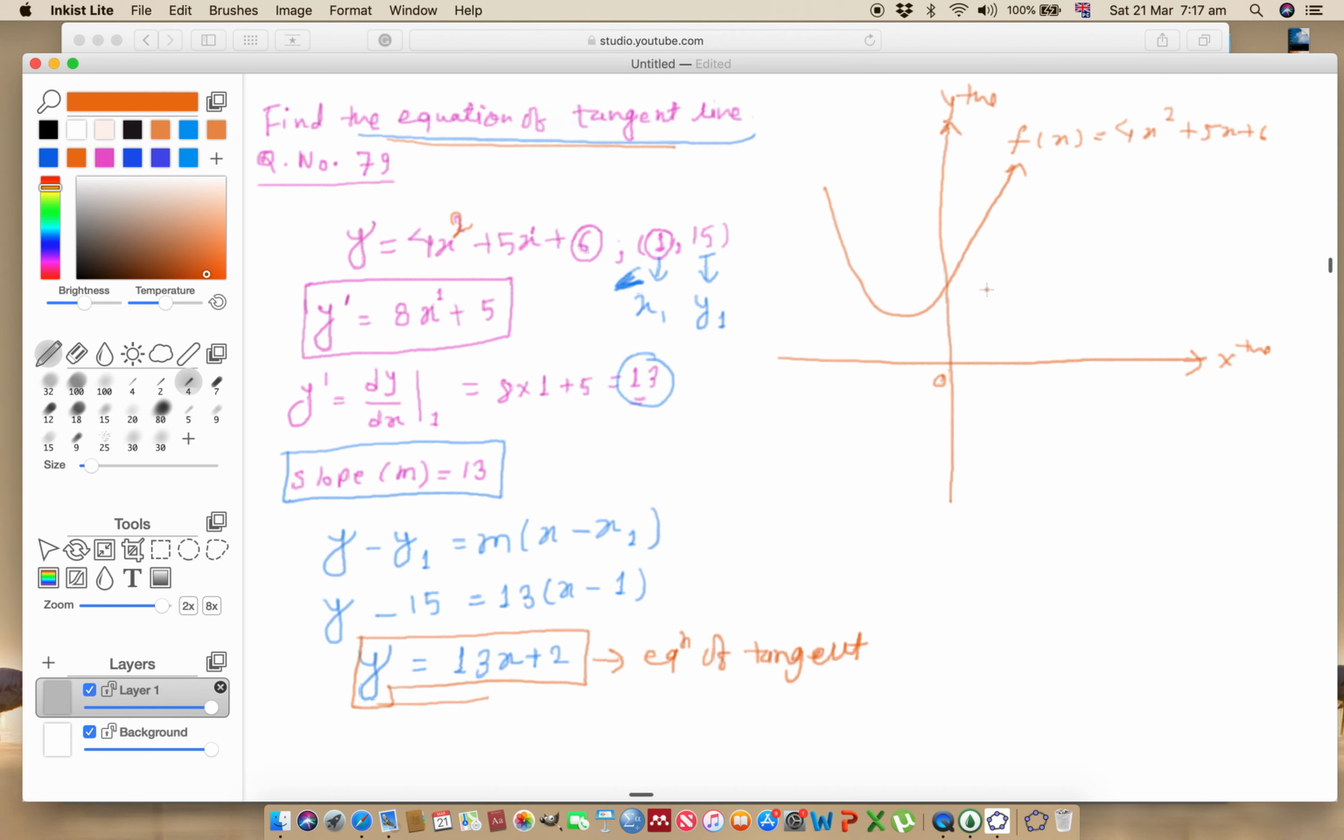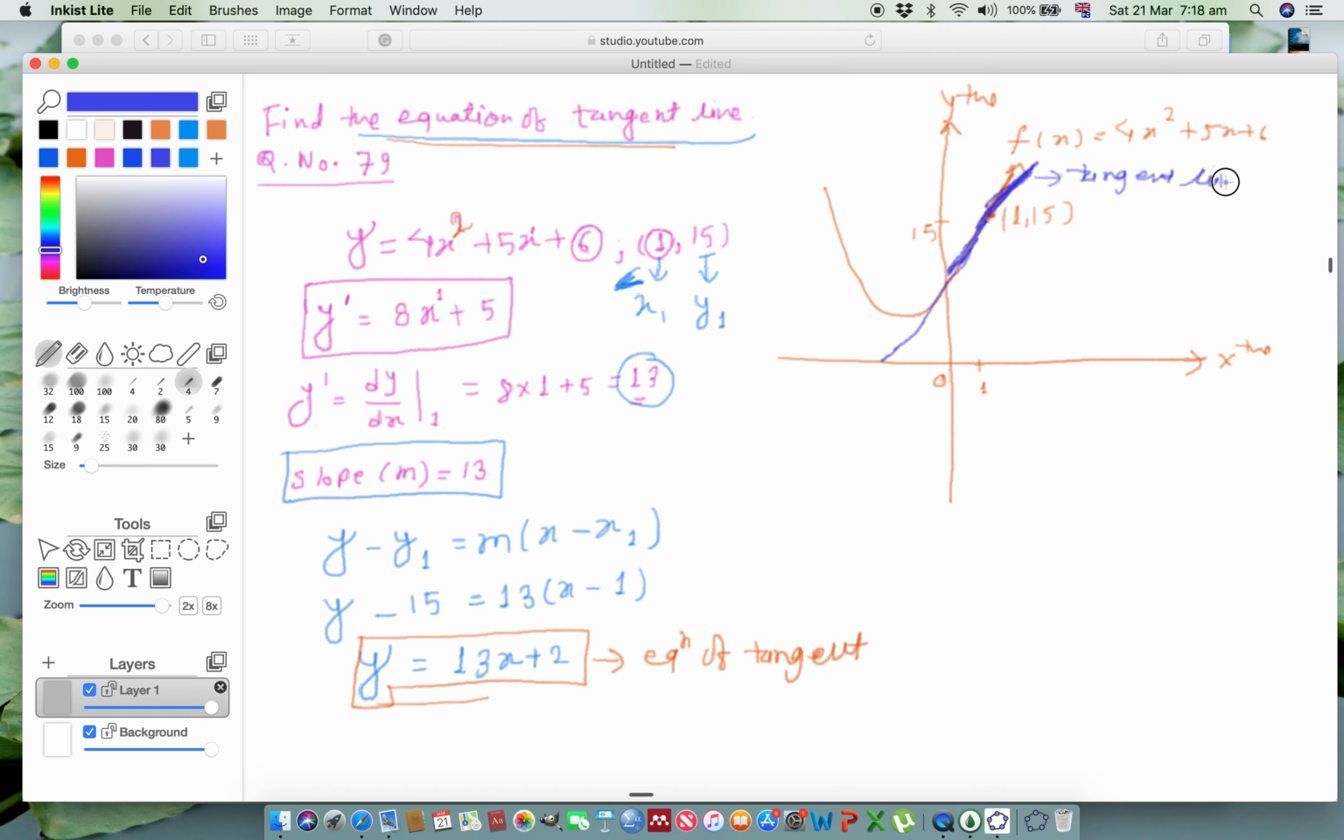Here is 1, and let's say here is 15. Here is the point (1, 15), and the tangent line passes through this point. We have to find the equation of this tangent line. This is the tangent line, and the equation of this tangent line we found is y is equal to 13x plus 2. Done. Now let's see this figure in GeoGebra.